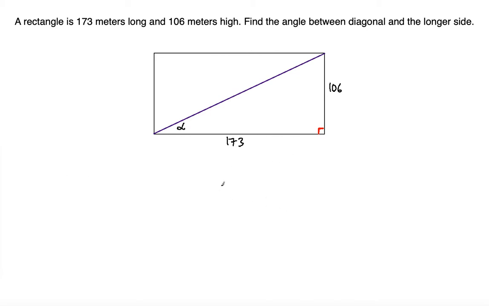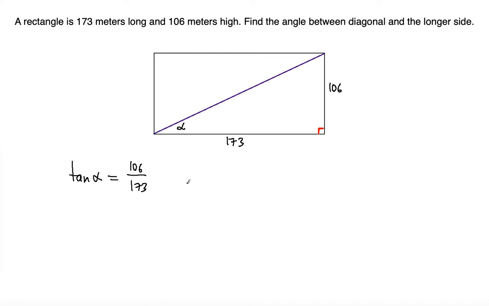Now the easiest way to solve it is to see that since this is a right triangle, we can use right triangle trigonometry, meaning we can use the tangent, and precisely we can use the arctangent function to find the missing angle, because we know that tangent of alpha is equal to 106 divided by 173, right? The opposite side divided by the adjacent side. We can find the angle directly.